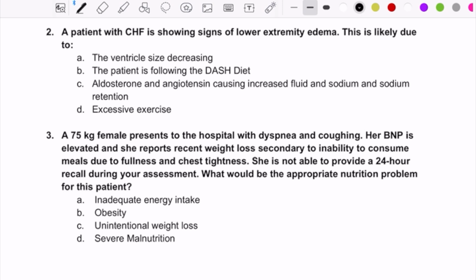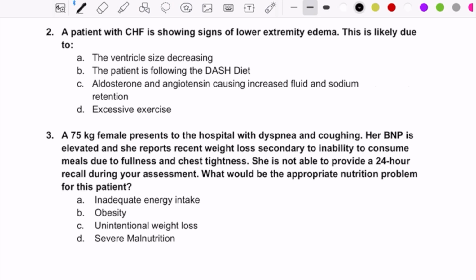Number 2. A patient with CHF is showing signs of lower extremity edema. This is likely due to A, a ventricle size decreasing, B, the patient is following the DASH diet, C, aldosterone and angiotensin causing increased fluid and sodium retention, or D, excessive exercise. Patient is showing signs of lower extremity edema. This is due to. Let's start with A. The ventricle size decreasing. I'm going to put a little question mark by that one in this case.